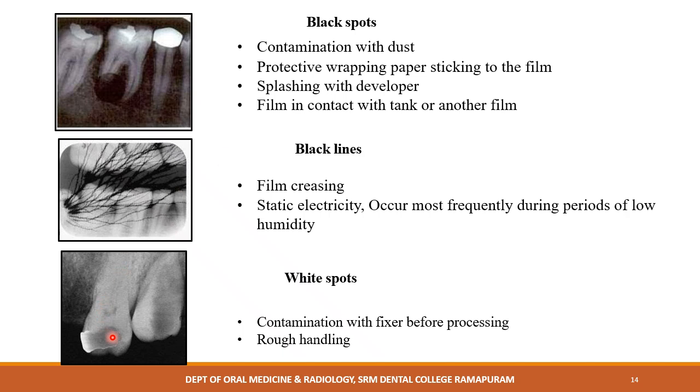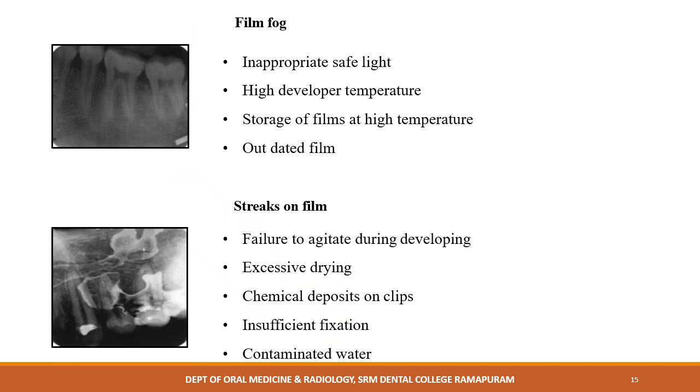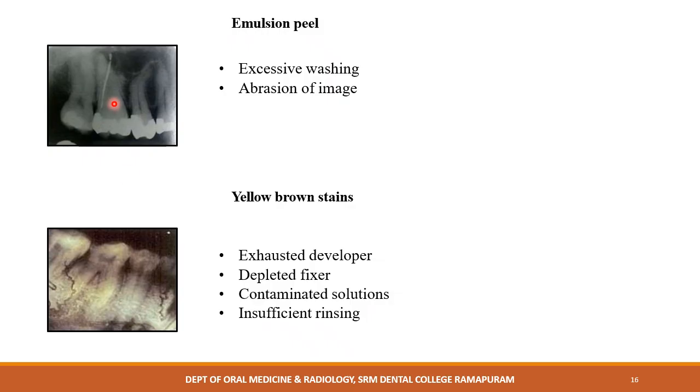White spots in the radiograph. This can occur due to contamination with the fixer before the film is placed in the developer. Film fog. This can occur due to inappropriate safe light, high developer temperature, or using films that are outdated. Streaks on the radiographs can occur when the developer solution fails to be agitated during developing, excessive drying of the film, or insufficient fixation.